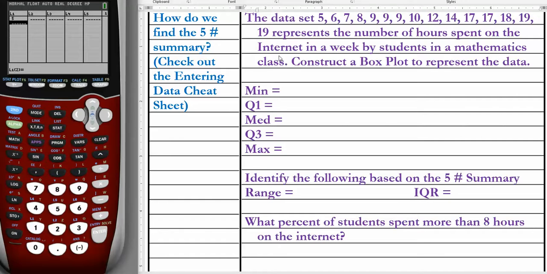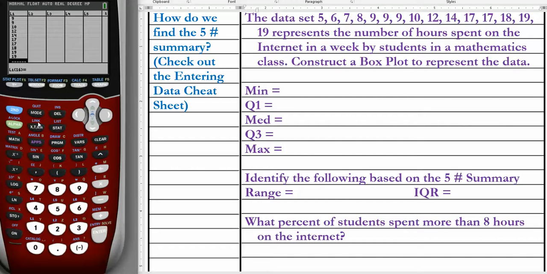So 5, 6, 7, 8, 9, 9, 9, 10, 12, 14, 17, 17, 18, 19, and 19. The way that you know for sure is if you count these up, there should be 15, so you're ready for the 16th data point. That's what the 16 inside of parentheses means. So we've completed that. We've got it put in our list.